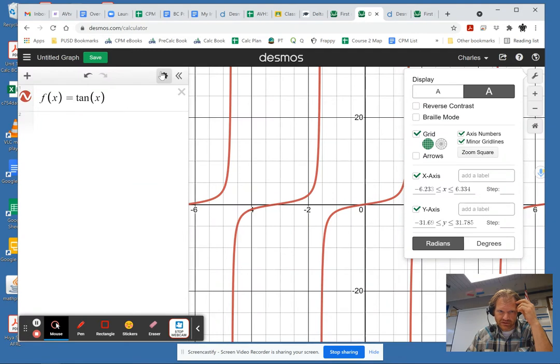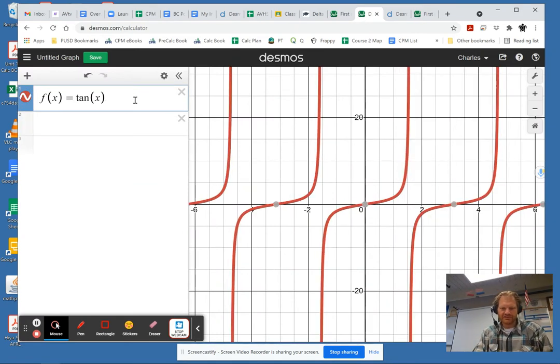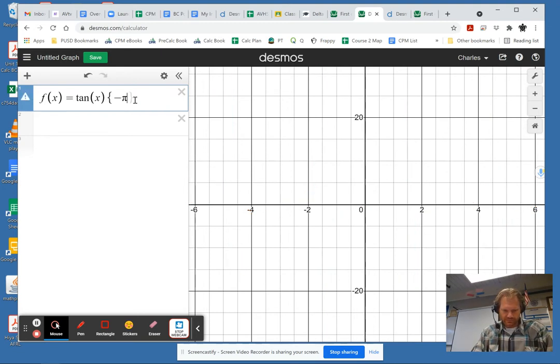Let's see. Probably this mode is going to be better. I'm really kind of not interested in this whole region here.